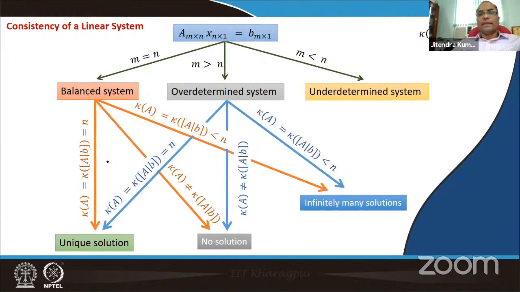But if these two ranks are not equal, then simply we don't have a solution in either case. And again, the same situation, if the two ranks are equal and less than n, then we have infinitely many solutions in this case also.